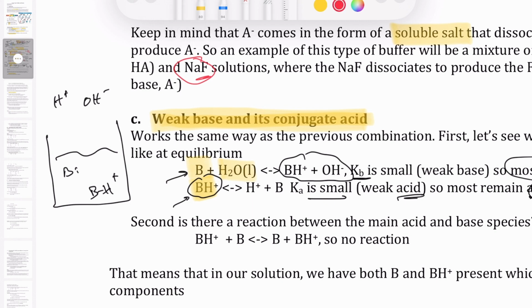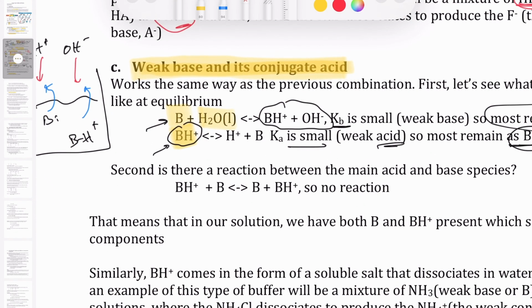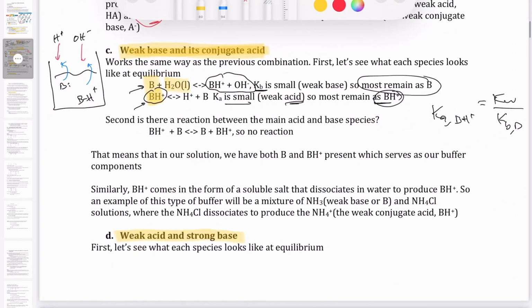So if H plus is coming in, the base is going to neutralize it, okay? And if hydroxide is coming in, the conjugate acid would neutralize it. So in both cases, we're not going to have a big change in pH because there are components in that solution that would help neutralize any strong acid or strong base. So what is an example of a buffer that looks like this? Well, you can pick any weak base that you know of. We learned a few of them in the previous chapter, but most of them are derivatives of ammonia. So I'm just going to use ammonia here as my weak base. And the conjugate acid of ammonia is the ammonium ion.